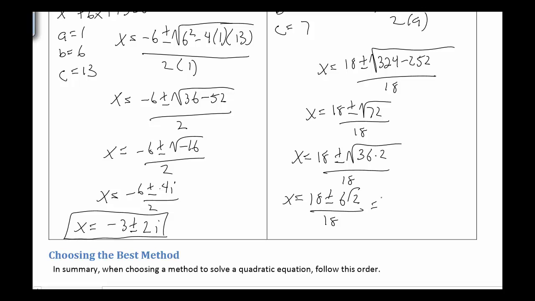Alright, so about the best I can do is I can divide the 18 out and then 6 over 18. So I get 1 plus or minus square root 2 over 2. And that's about as far as we can simplify that particular problem down to. It's not too bad. Okay, sorry, I just caught this. 6 over 18 is not over 2, it's over 3.